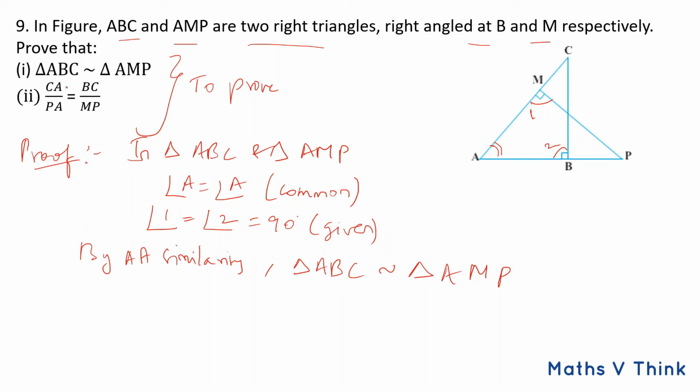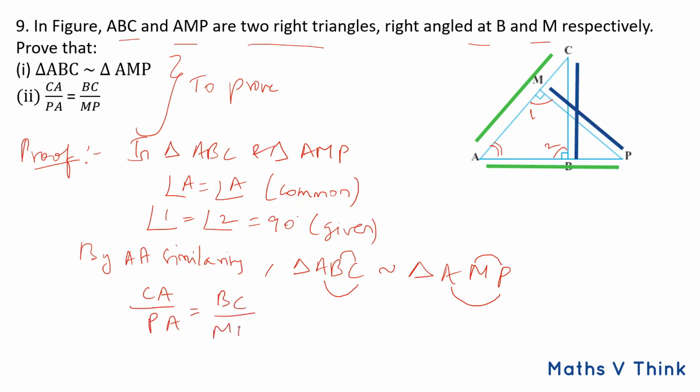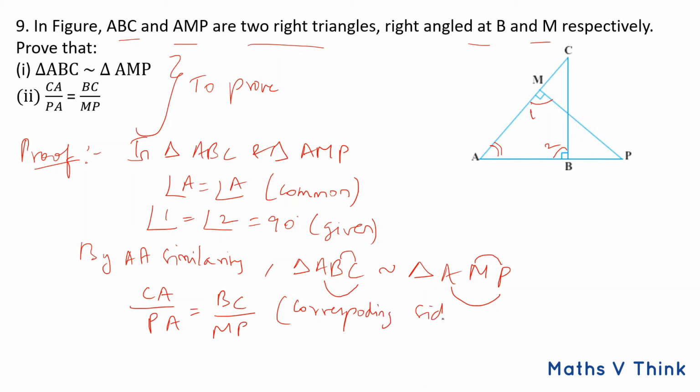So the second part is CA by PA. You mark here CA by PA is equal to BC by MP. So you can write CA by PA is equal to BC by MP. We have proved this; you need to write corresponding sides are proportional. So we proved both the things, so hence proved.